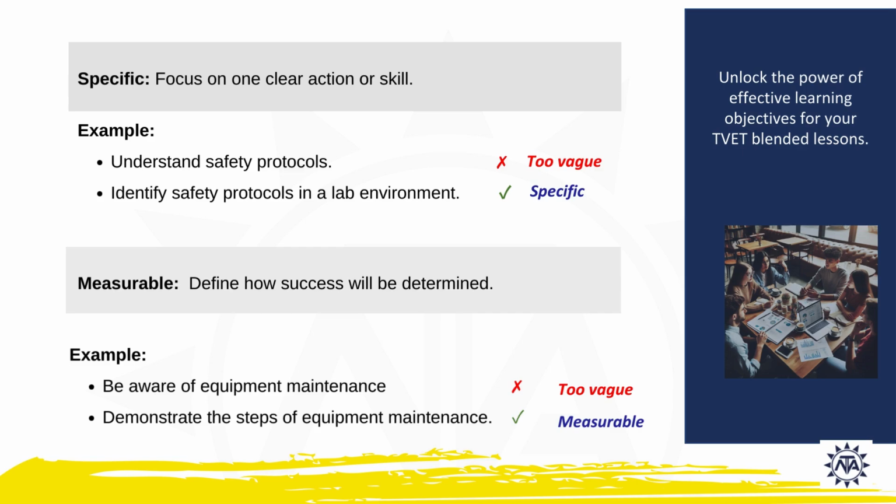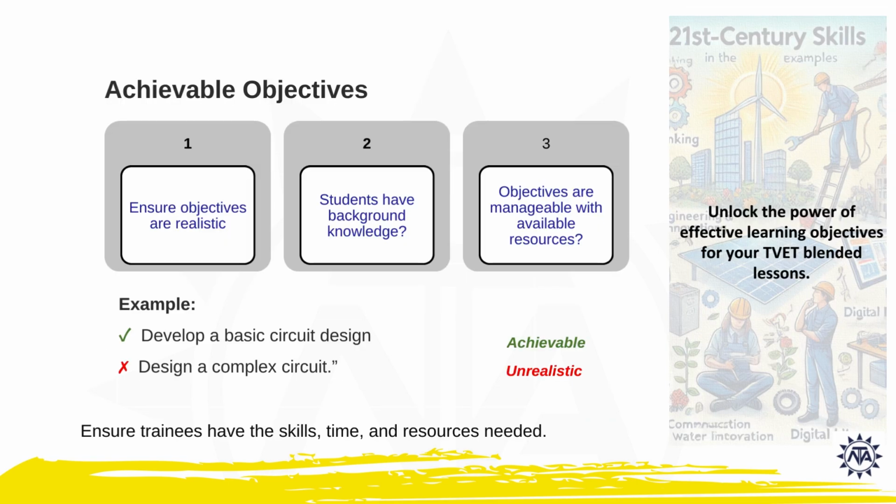A measurable objective allows us to assess learning. Instead of "be aware of equipment maintenance," a measurable objective could be "demonstrate the steps of equipment maintenance." This lets us clearly observe and assess trainee performance. Objectives must be realistic, considering trainees' current skills and resources. Rather than asking trainees to design a complex circuit, we could have them assemble a basic circuit with provided materials. This makes learning manageable and builds confidence.